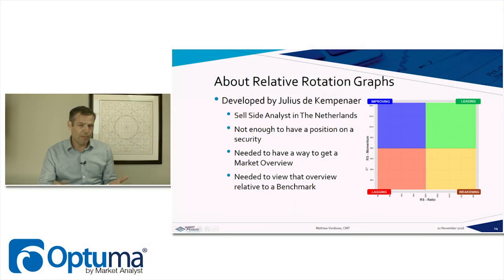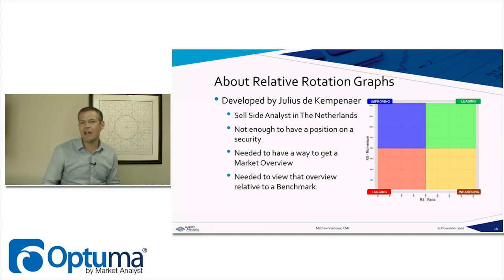RRGs were developed by Julius de Kempenaer. At the time, he was a sell-side analyst in the Netherlands. He was explaining to me that often he'd be going to visit portfolio managers or his clients, and he'd be talking to them about different securities, and they'd be saying, well, gee, should I be using Google or should I be buying Microsoft? And you could look at them from a relative comparison. You could say, well, yes, Google's outperforming the S&P or Microsoft's outperforming. But how much are they outperforming?